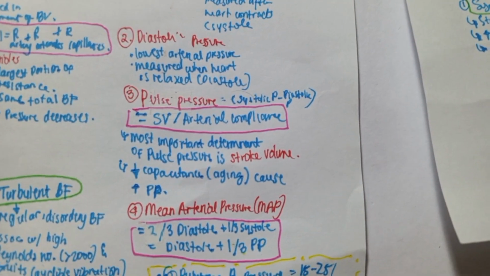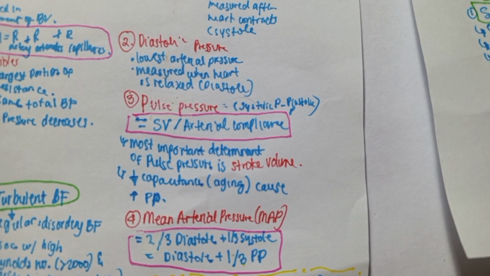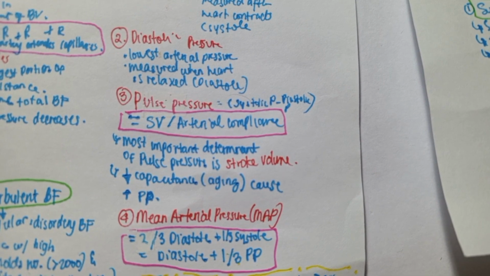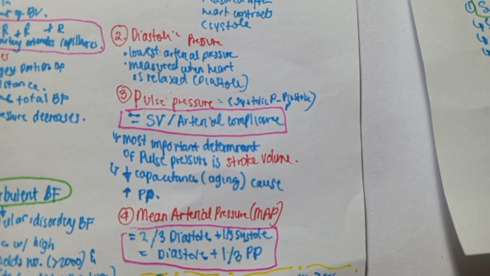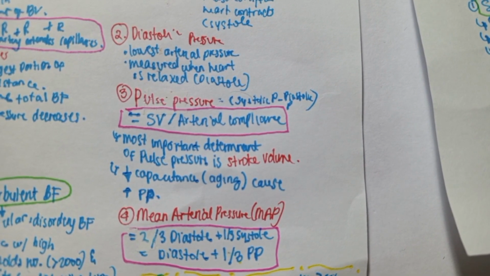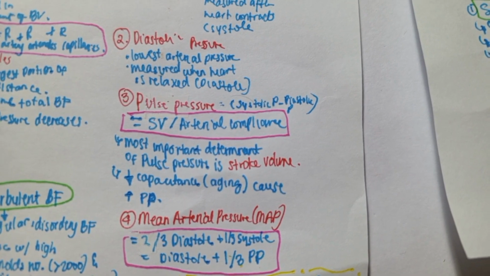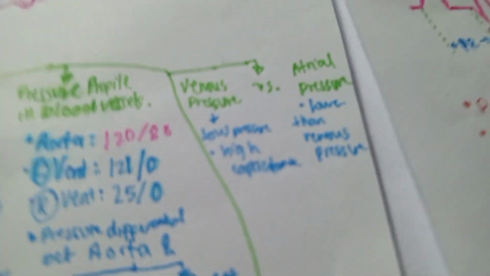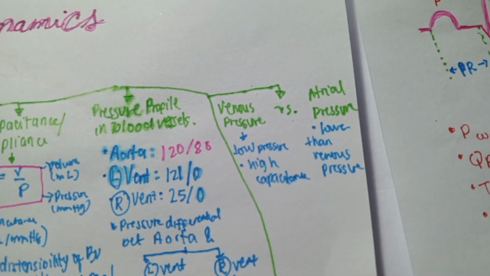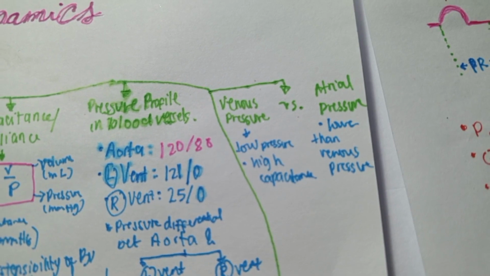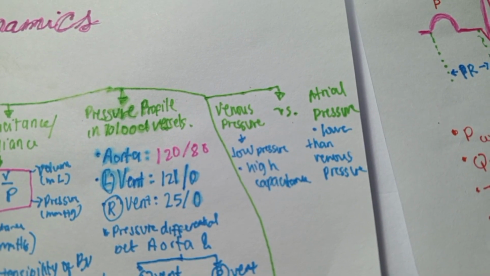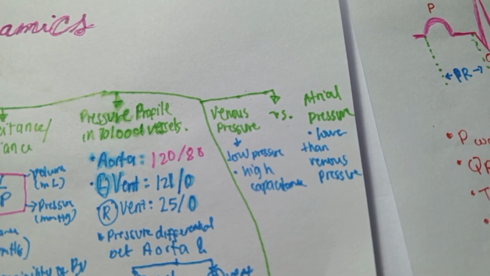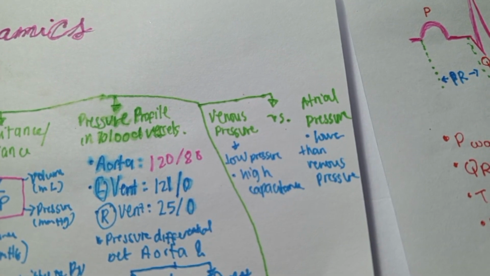Next is the arterial pressure or the mean arterial pressure, the MAP. The formula of this one is 2/3 of the diastole plus 1/3 of the systole, or diastole plus 1/3 of the pulse pressure. That's the formula of the mean arterial pressure. Now, let's differentiate the venous pressure versus the arterial pressure. So the venous pressure has low pressure but high capacitance. However, the atrial pressure is lower than the venous pressure.